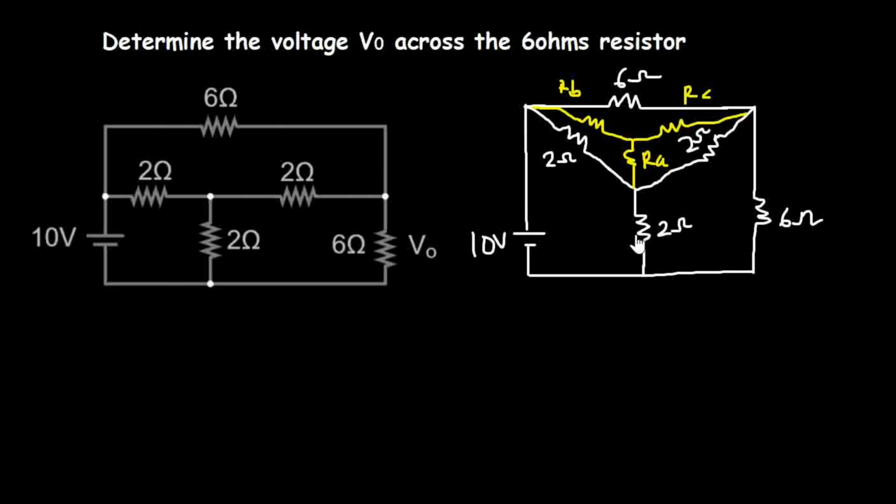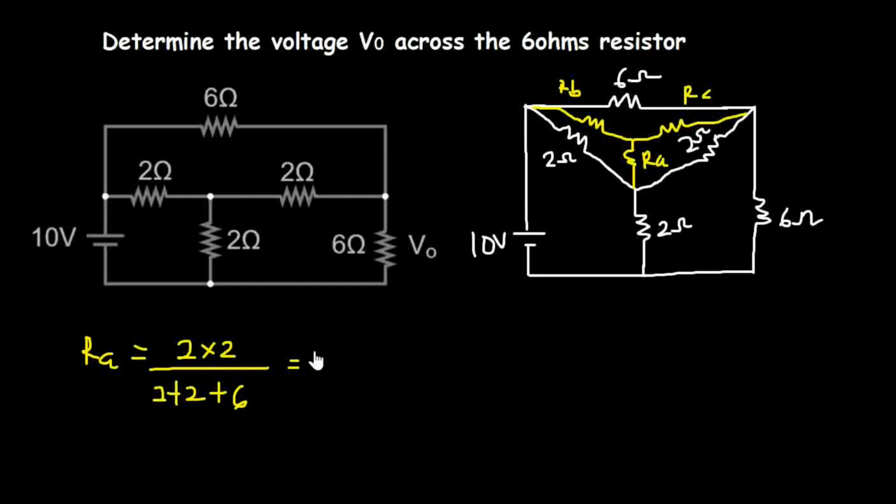So now let's look at how we are going to do it. To find RA, RA will be equal to these 2 ohms resistor times these 2 ohms resistor, so 2 times 2, divided by the sum of all the resistors, that is 2 plus 2 plus 6. Because we are converting from a delta to a star network. So that will be 4 divided by 10.